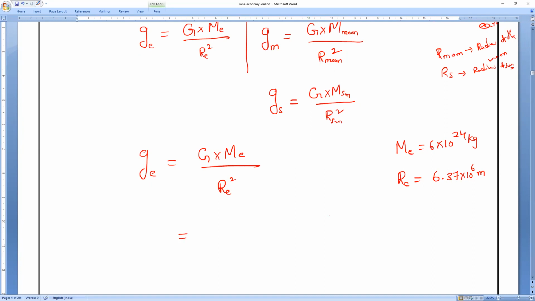Now you can substitute it. So the G value we all know. Capital G value, tell me. What is the capital G value?